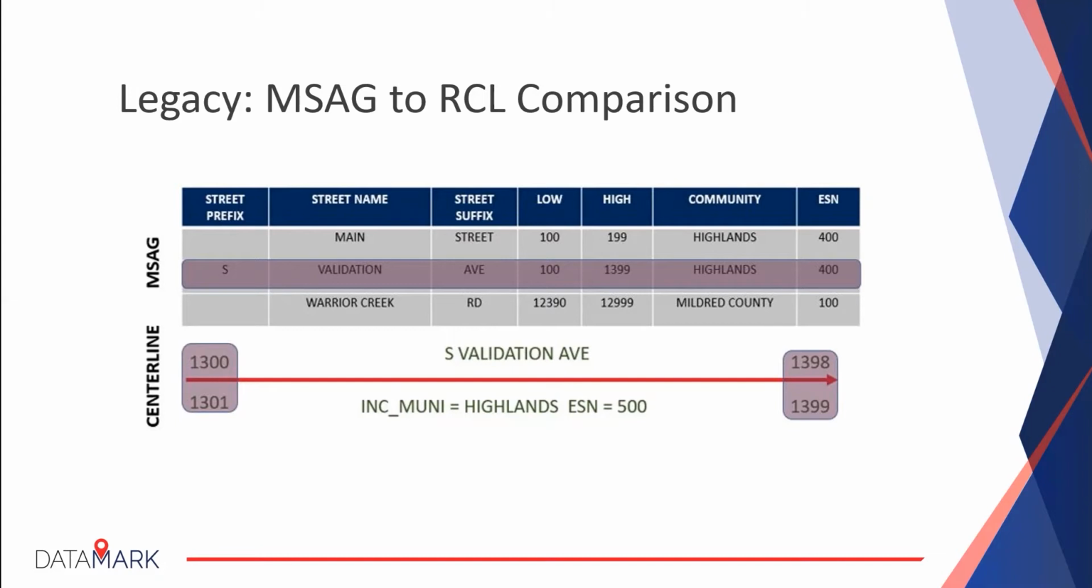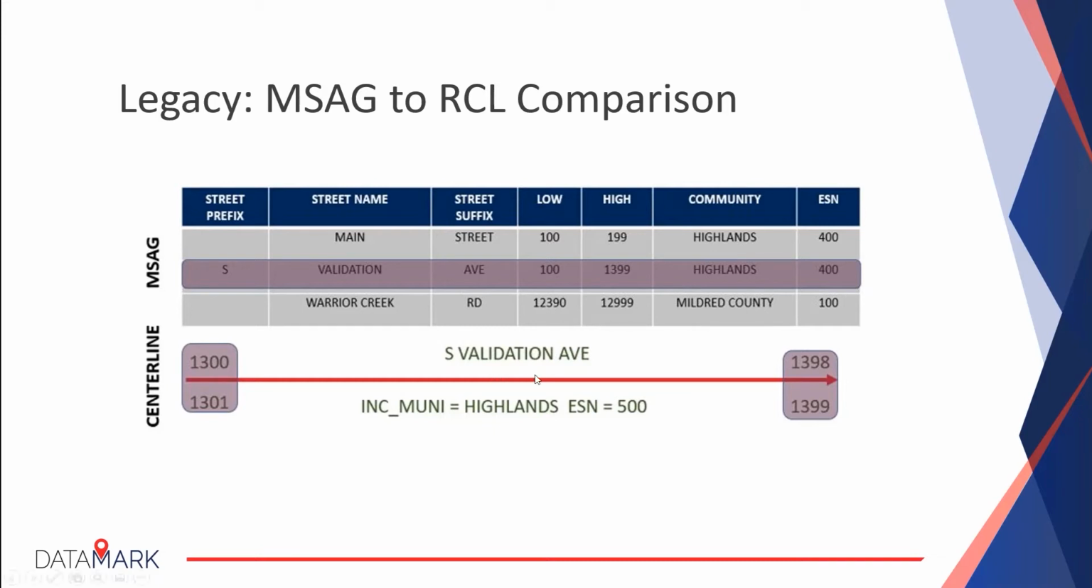Now, specifically, an MSAG to road centerline comparison is going to provide clarity to ensure that the GIS is performing the same function as the MSAG. Can my 911 system in next generation 911 from the GIS perspective do the same thing that it's being asked to do today or better? It's going to identify where the MSAG may need to be updated, or it's going to verify if the GIS may need to be updated.